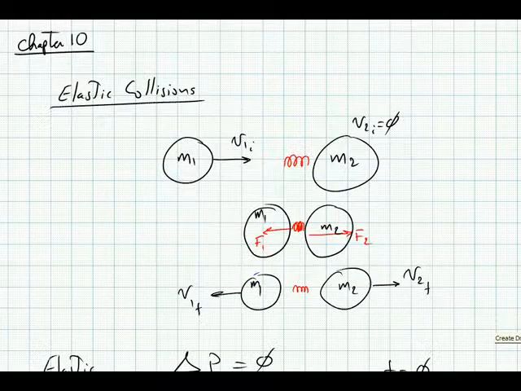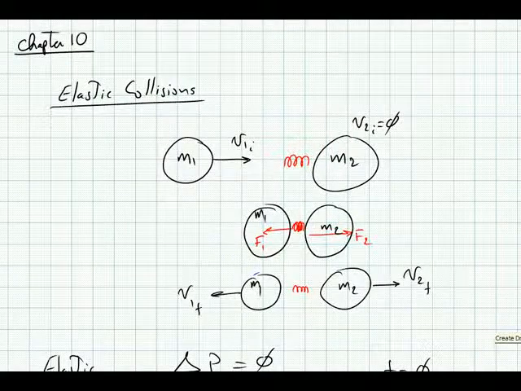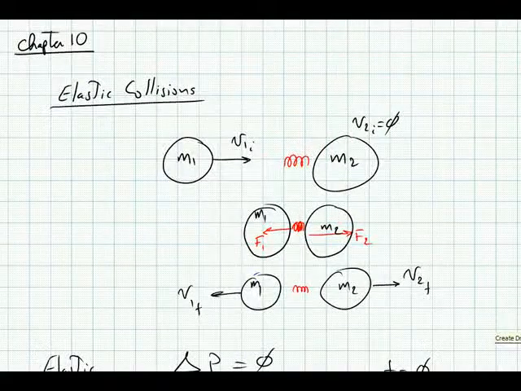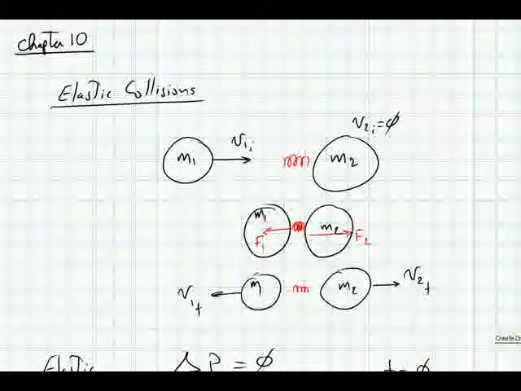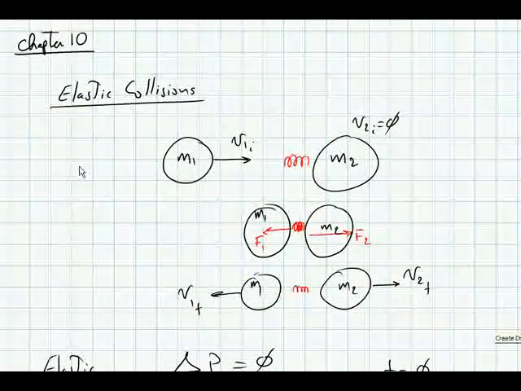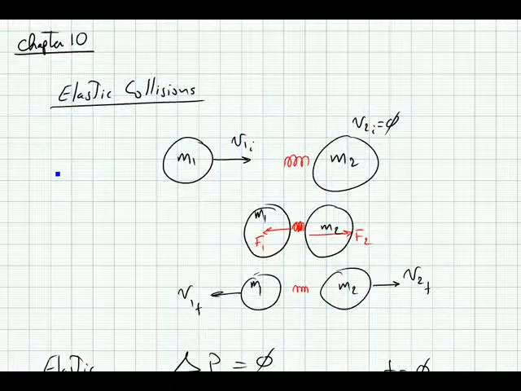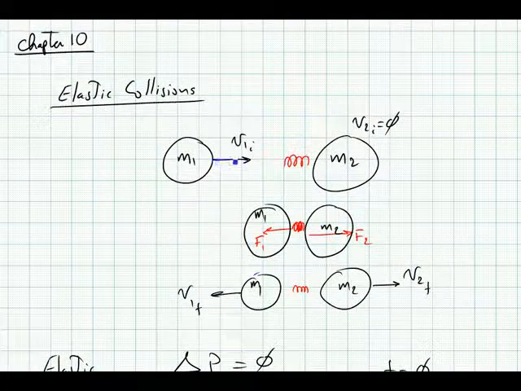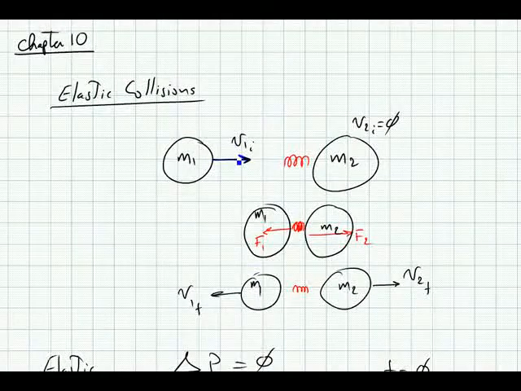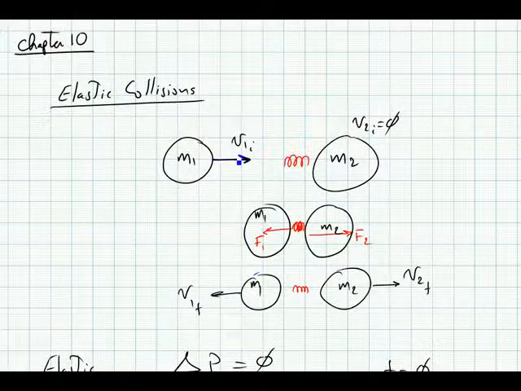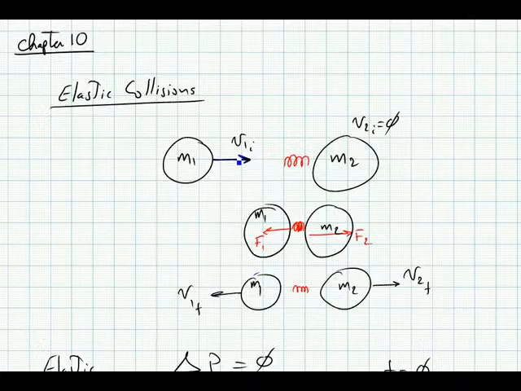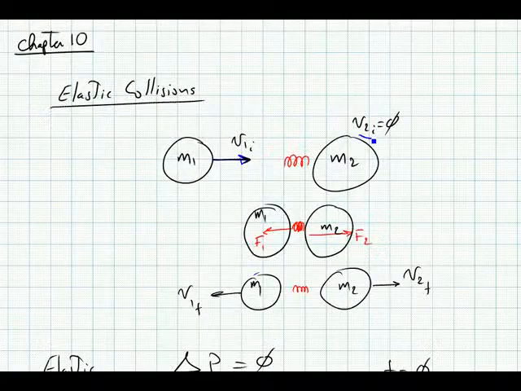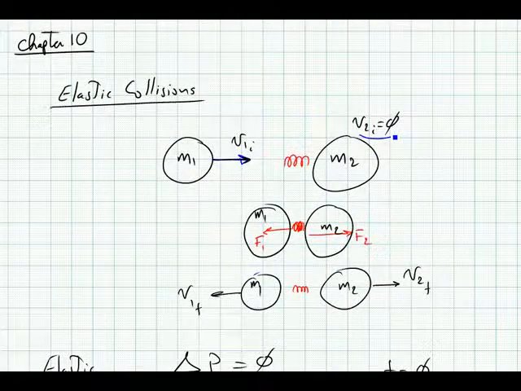The last topic to cover in chapter 10 deals with elastic collisions. Let us consider the case of two objects M1 and M2 colliding. Let us assume that M1 is moving to the right with initial velocity v1I, and let us also assume that M2 is stationary, so the initial velocity is 0.